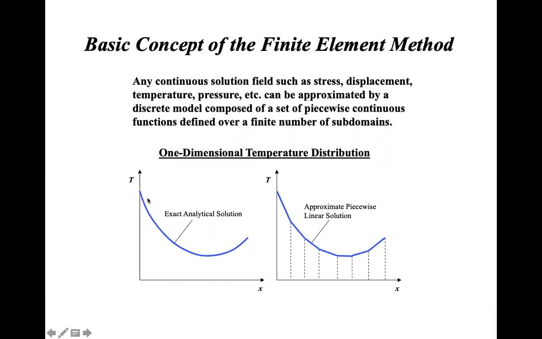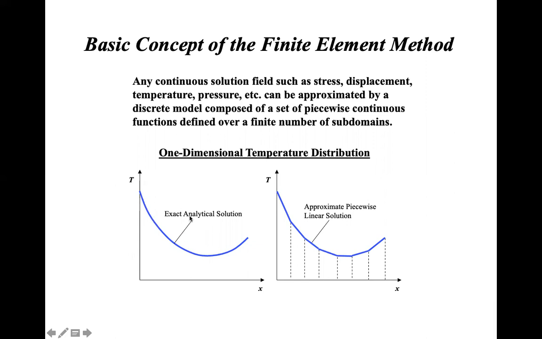Here we have some temperature. Here it is decreasing, decreasing, decreasing. Up to this point it is decreasing, then again increasing. So in only one direction, the temperature is varying. And this is the exact function. We can define this temperature as a function of x.